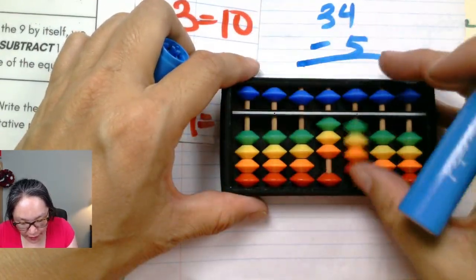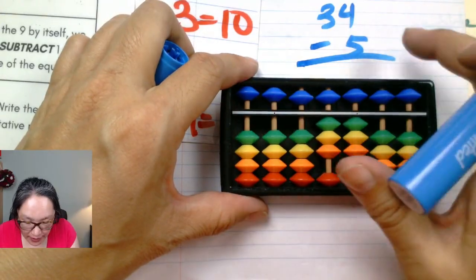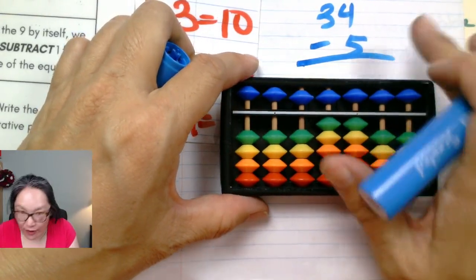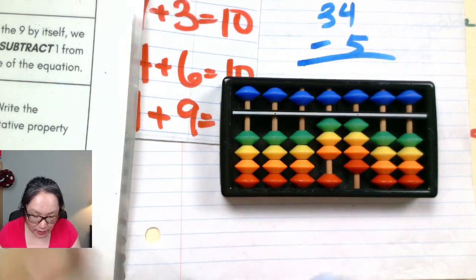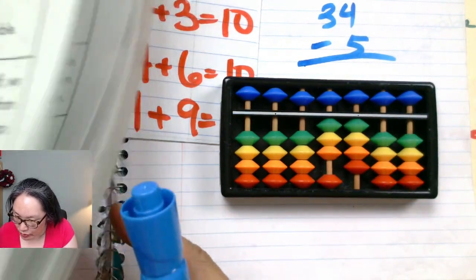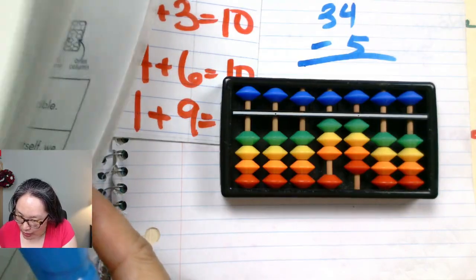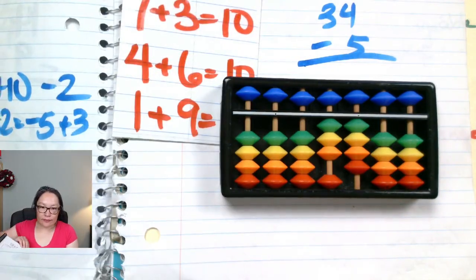34, right? I'm going to take away 5. To take away the 5, what can I do? I cannot take away the 5. What do? I know how to take away the 5.